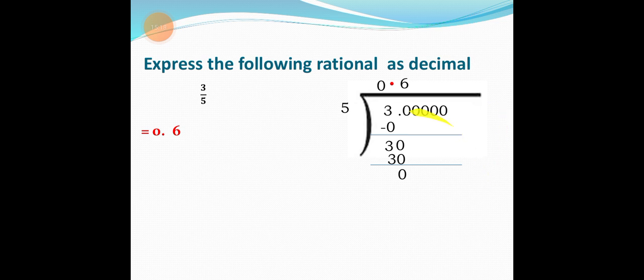So after putting the decimal place in the dividend, we're also going to put it in the quotient, so we're going to get 30. As you know, 30 is divisible by 5, so we're going to put 6, as it's 6 times. Then we're going to solve it. So the answer we're getting is 0.6. Here, 0.6 is the rational number expressed as a decimal.